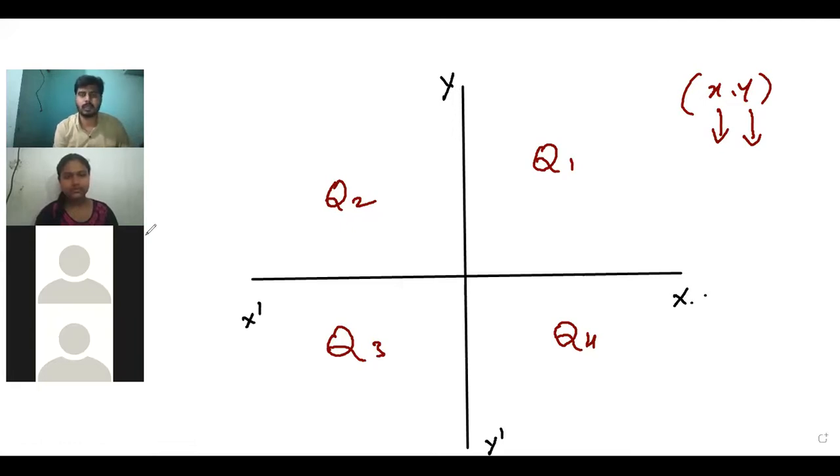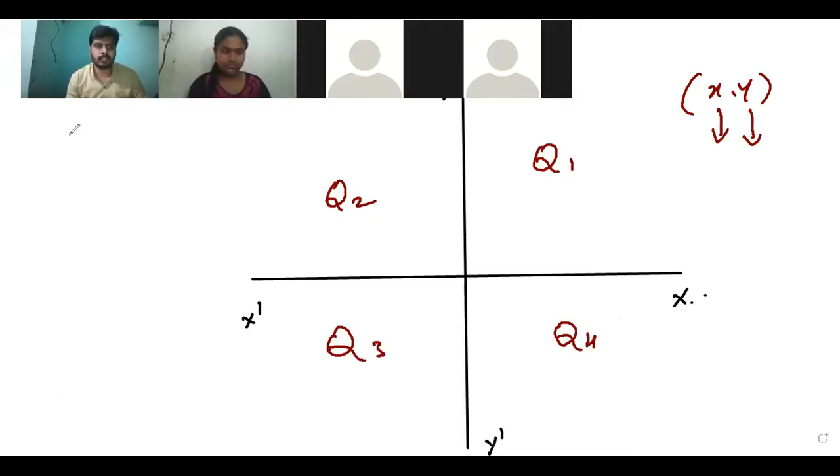Q2. Remember that. And in which quadrant is x positive and y negative? Quadrant 4, Q4. In which quadrant are both negative? Quadrant 3, Q3. Quadrant 3, sir. Okay.